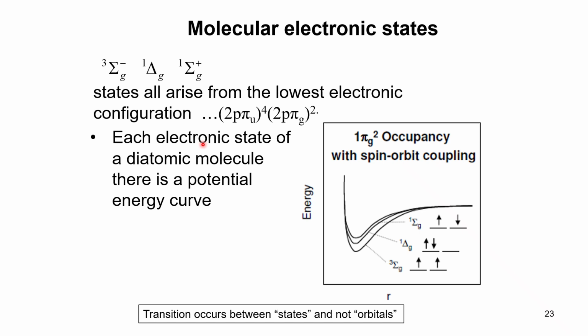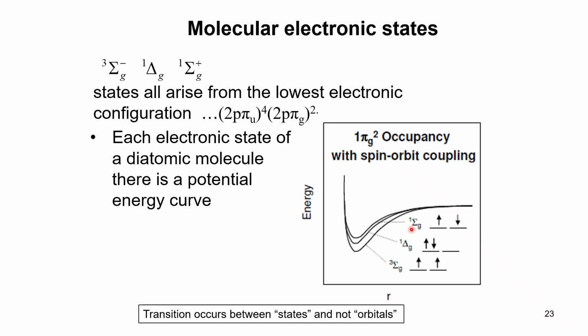For each of these electronic states of a diatomic molecule, there is a potential energy curve. Each of these curves is represented by one of the molecular term symbols. Just now we have already arranged the energy ordering for each of these term symbols. So the one with the lowest energy is triplet sigma g, followed by singlet delta g, and then singlet sigma g has the highest energy.